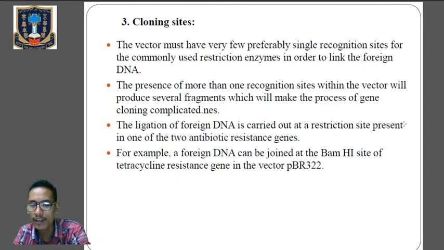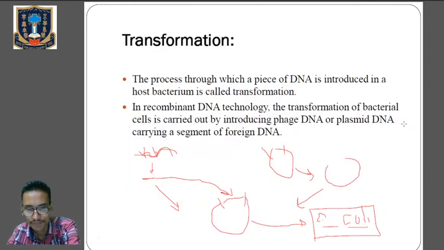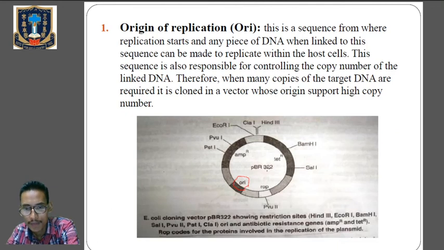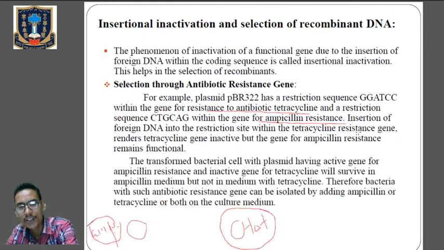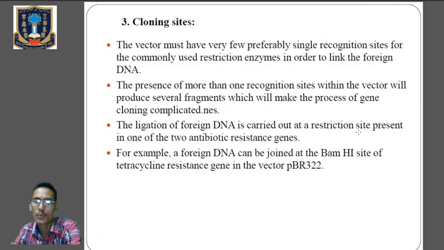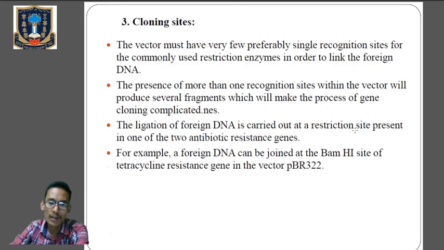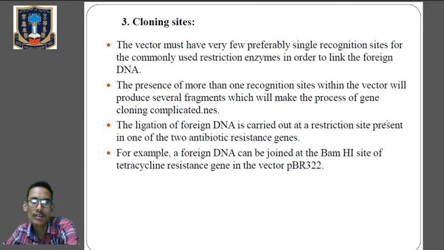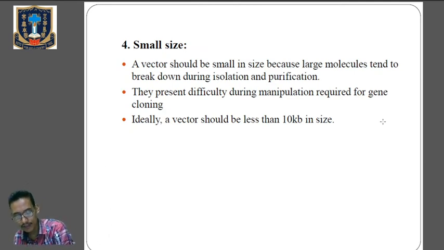For example, a foreign DNA can be joined at the BamHI site of the tetracycline resistance gene in the vector pBR322. Let's see. You can see over here TetR, the tetracycline resistance gene, and you can see the BamHI site. In this site we can usually link the foreign DNA in the vector pBR322. So ligation of foreign DNA can be done at the BamHI site of the tetracycline resistance gene. Clear?